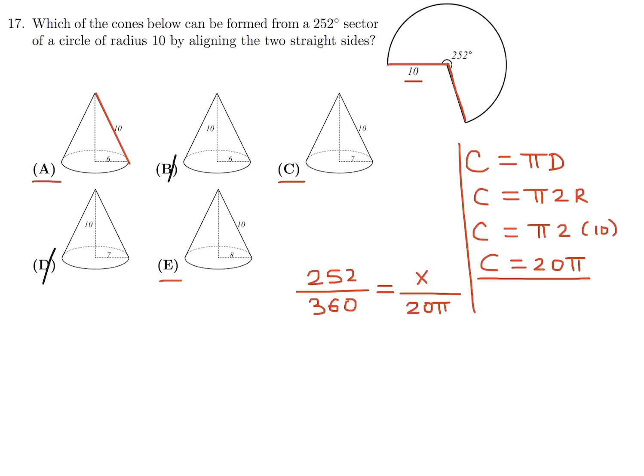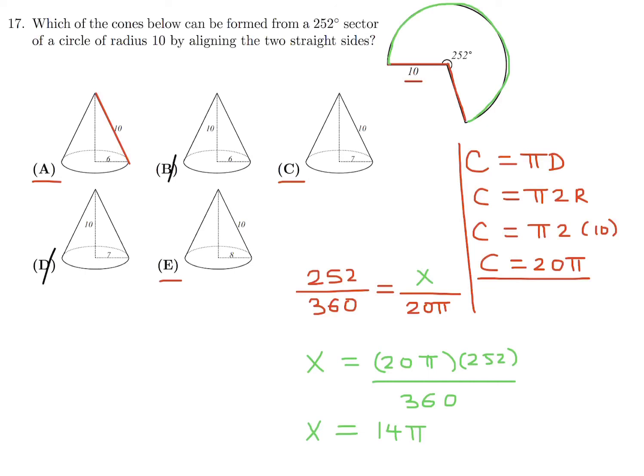Okay, so what I'm doing now is trying to figure out this portion here, just this much. How much is the green? And the green, I'm trying to find with the variable x. I'll put the x in green also. So x is going to be 20 pi, cross multiplying, basically 252 divided by 360. And if you do this out in the calculator, you will get 14 pi.